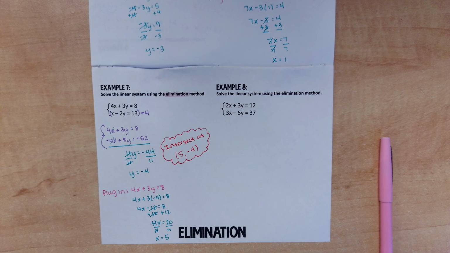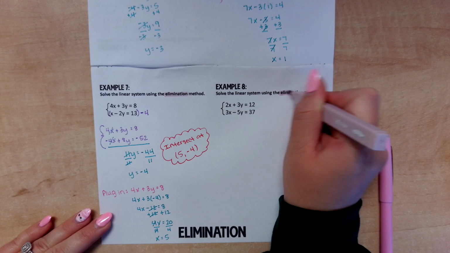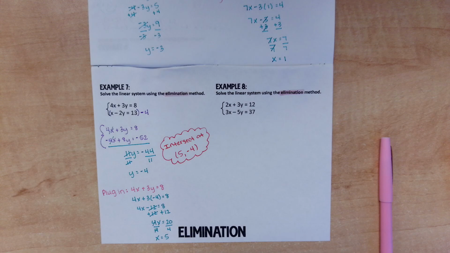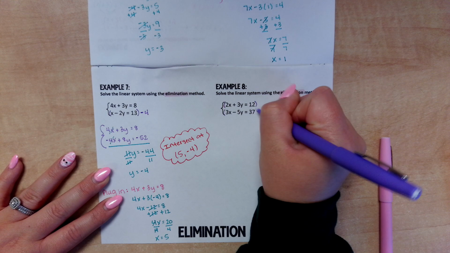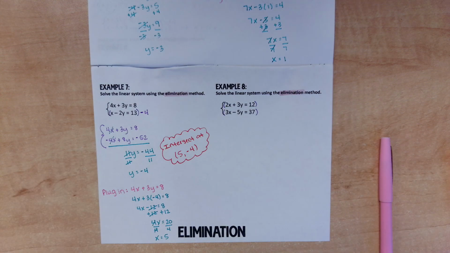Now, when you get to example number 8, notice it says elimination, but I want you to notice that none of them have a coefficient of 1. You have a 2x plus 3y equals 12, a 3x minus 5y equals 37. In one of these cases, and again, this is why I say elimination can be difficult, you're gonna have to manipulate both. You can manipulate both. It's the strangest thing to me, but you can do it as long as you are consistent with what you do.